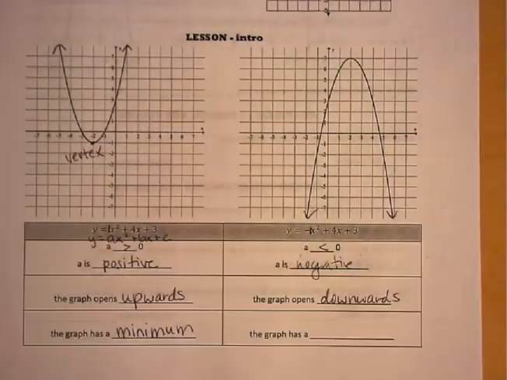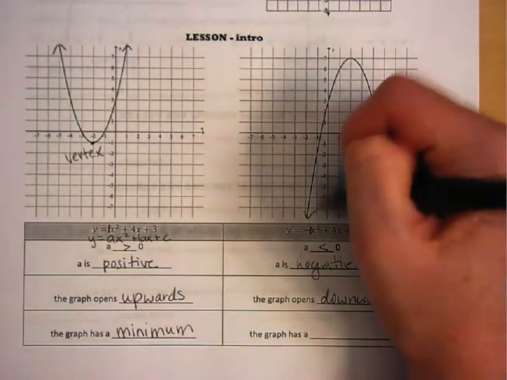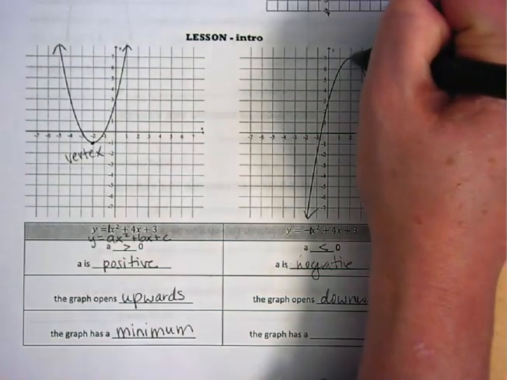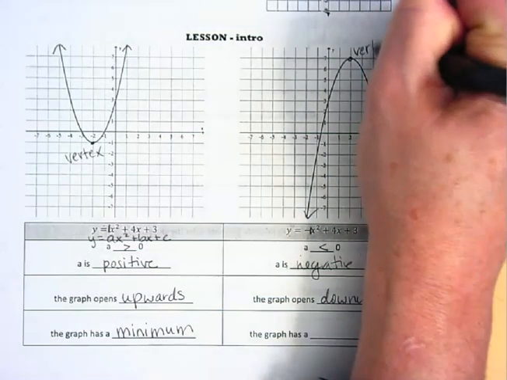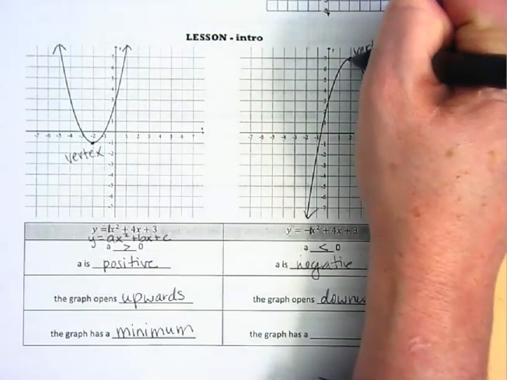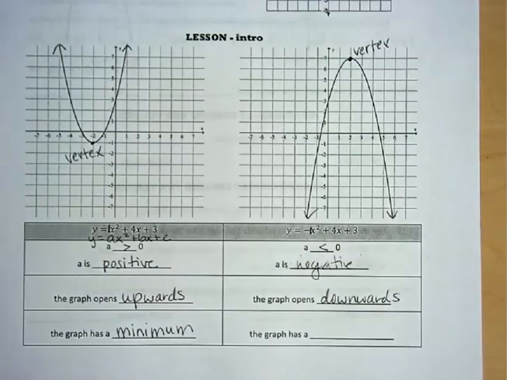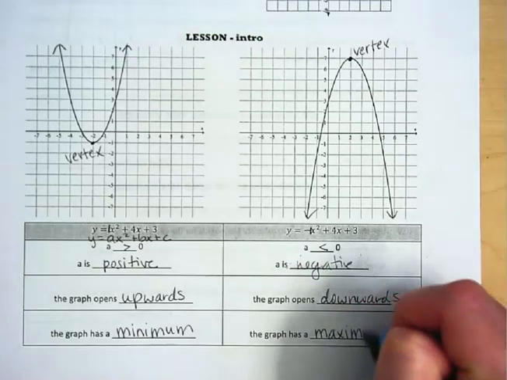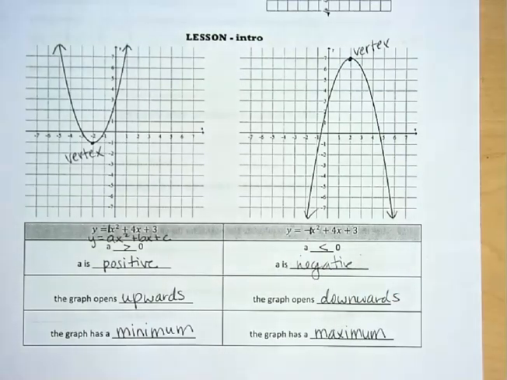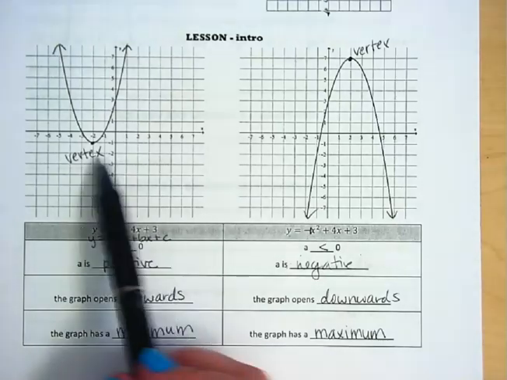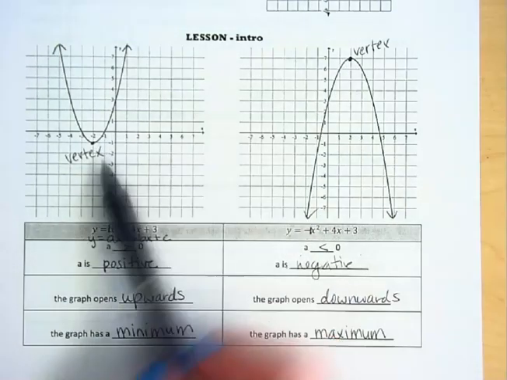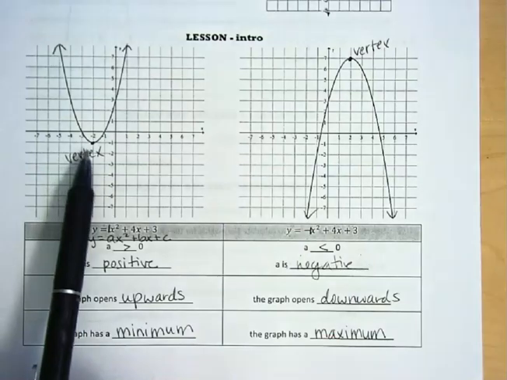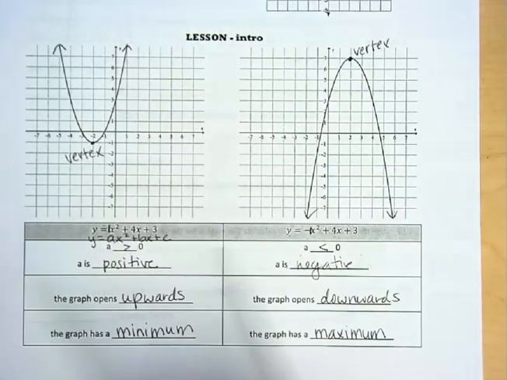And when the graph is opening down, then this point, that's the vertex, is the highest point on the graph, and we call that a maximum. And our goal for the rest of the lesson is to identify the vertex points, the ordered pairs, both just by looking at it on the graph and also using math.